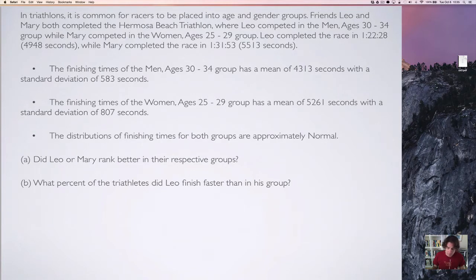Leo completed the race in 4,948 seconds, while Mary completed the race in 5,513 seconds. And then it gives you the different distributions of the finishing times in the age groups. And then the questions are, did Leo or Mary rank better in their respective groups, and what percent of triathletes did Leo finish faster than in his group?